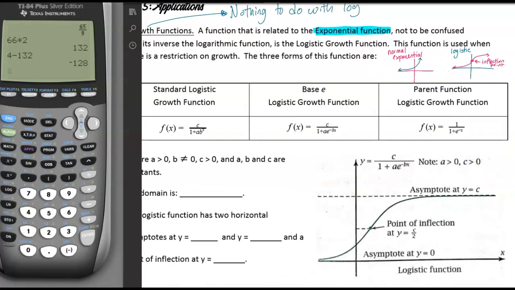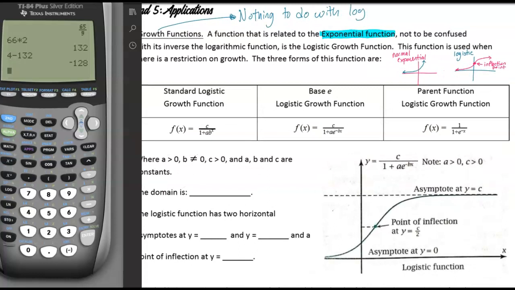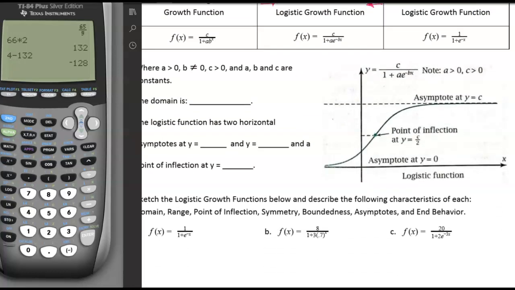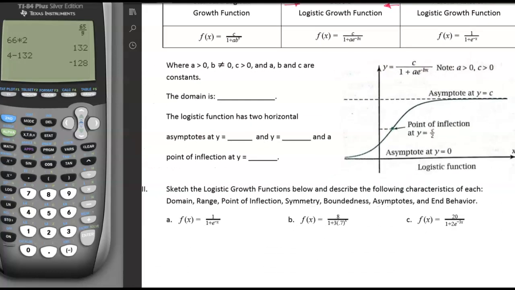Now there's 3 different forms of this logistic growth function, but the one that we're mainly going to use is this center one right here with a base of e. This is the one we're mainly going to focus on, because this is the most real world applicable of the 3. Okay, so let's look at it. Like I said, a logistic growth function has an inflection point or a point of inflection. It also has 2 asymptotes, one at the bottom and one at the top.